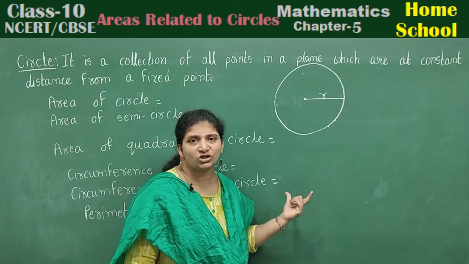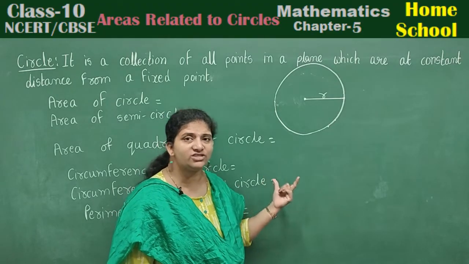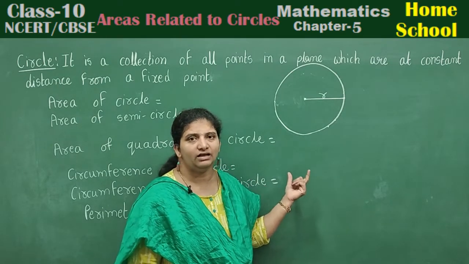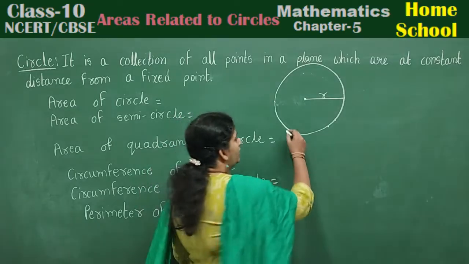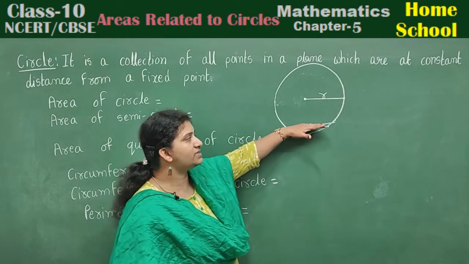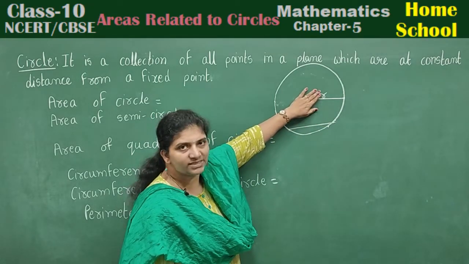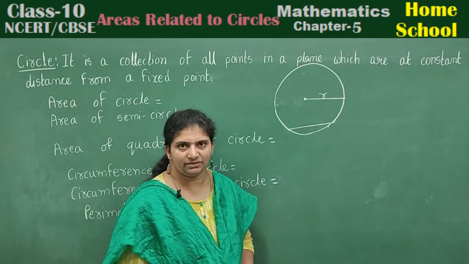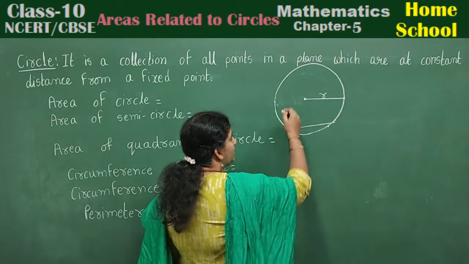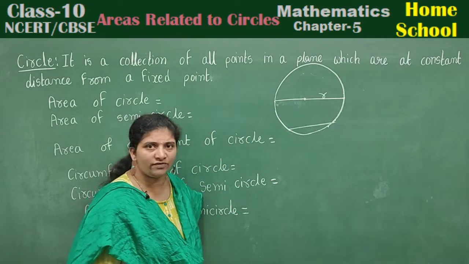Diameter is the biggest chord of a circle. What is a chord? A line segment which touches any 2 points of the circumference of a circle is called a chord. Let's see here. This is a chord, and this chord divides the circle into 2 segments: major segment and minor segment. Right? And what is the biggest chord in a circle? It is the diameter.